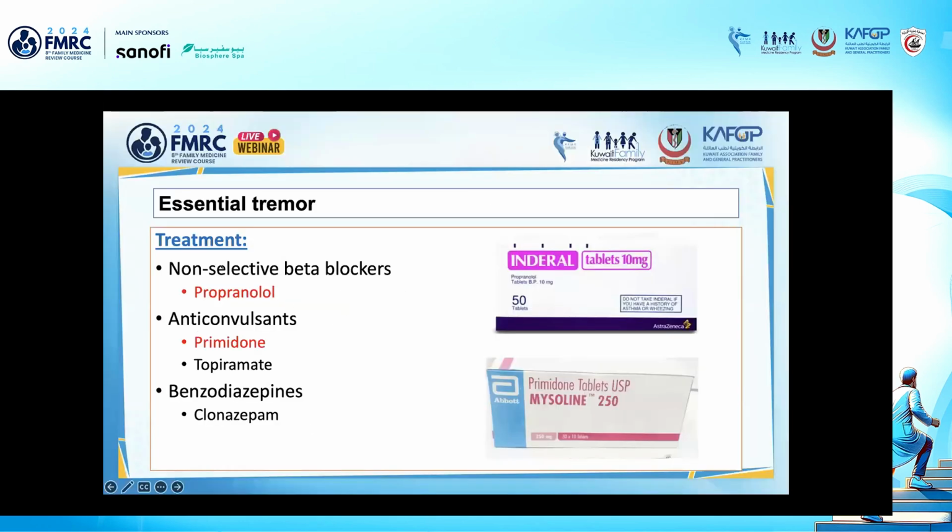So the treatment here are non-selective beta blockers, and the only one available in our primary care is propranolol, which is the generic name, or the trade name is Inderal. I'm sure you're all familiar with it. There is in secondary care primidone, which is called Mysoline. These two are the first line treatment options.